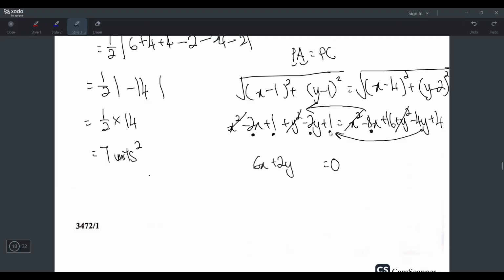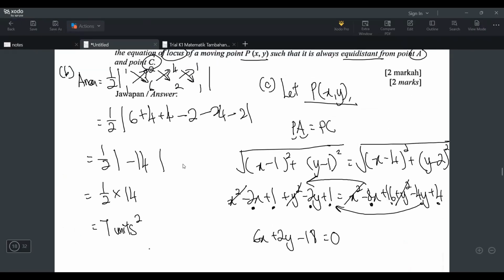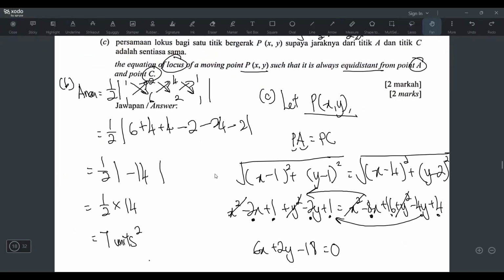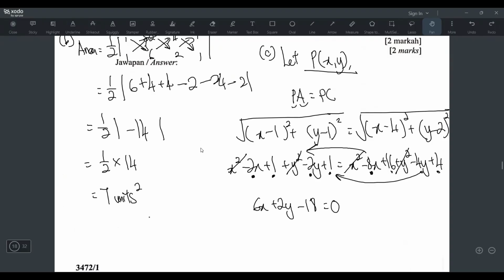So +1 plus 1 is +2. And then 16 plus 4 is 20. So here is 2. 2 minus 20 is -18. Okay, so there you go. There you have it. That's the equation of the perpendicular bisector, or the equation of locus P. So now you are done. That's the answer.